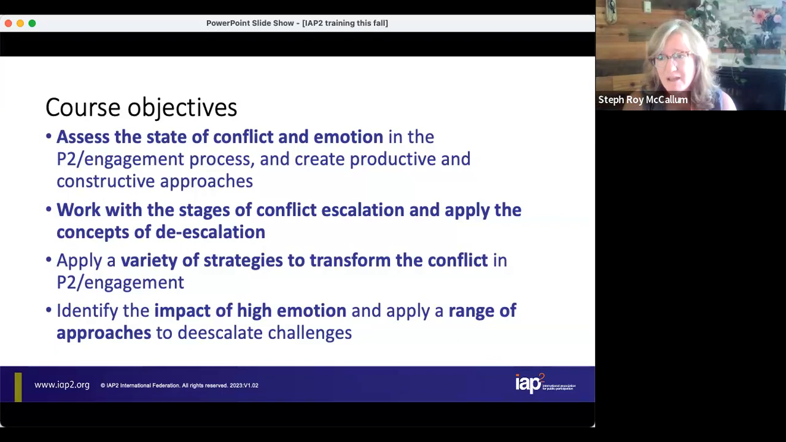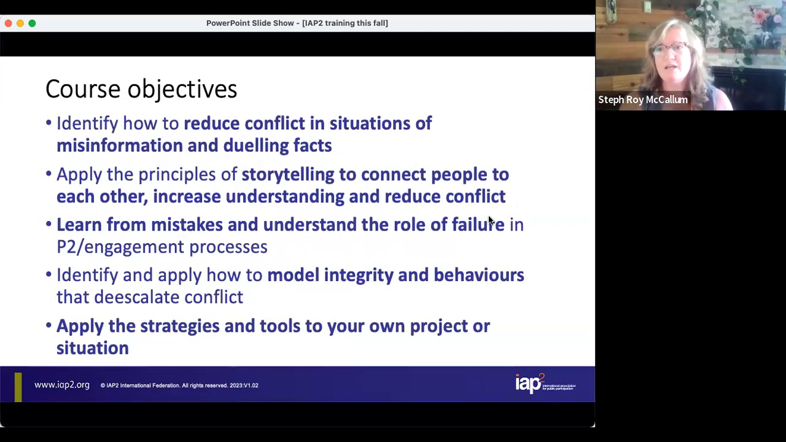We'll identify the impact of high emotion and apply a range of approaches that can de-escalate that high arousal state or calm the situation down. We'll talk about misinformation and dueling facts and how we reduce conflict in those situations. We'll look at storytelling as a tool and how it can connect people together and deepen understanding.